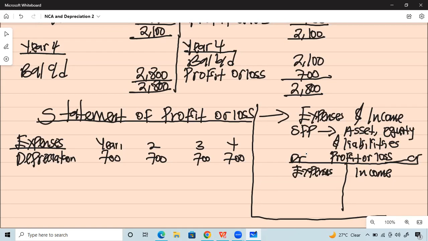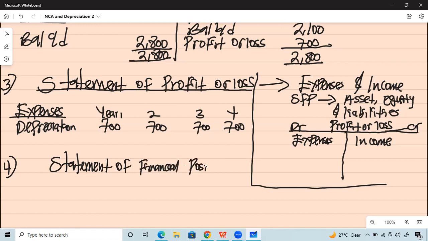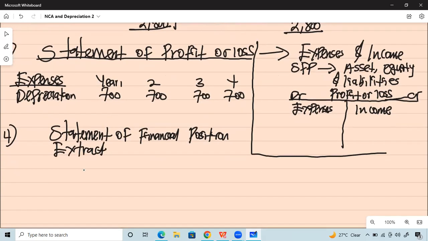All right. Then the last thing that we need to do, number 4 now, is the statement of financial position. We'll call it an extract, because the information here is not full.